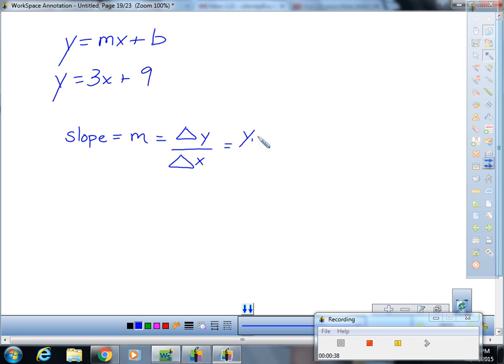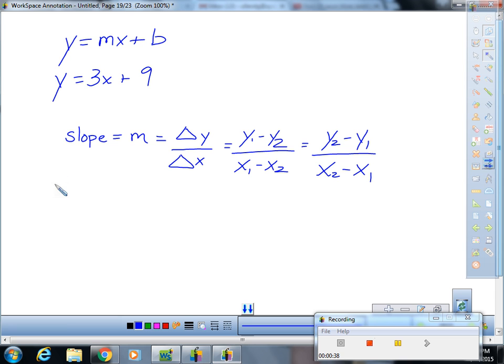So it's equal to y1 minus y2 over x1 minus x2 if we had 2 points. But we could also find it by doing y2 minus y1 over x2 minus x1. So all of those things represent slope.